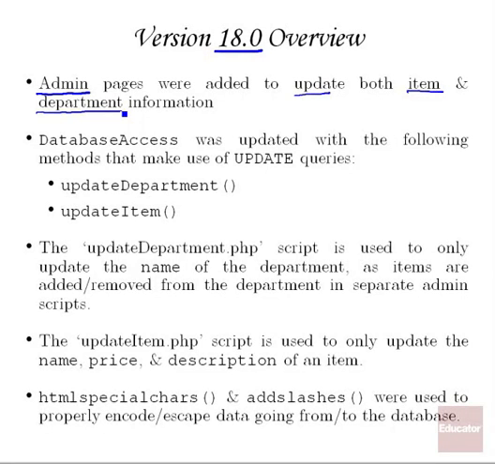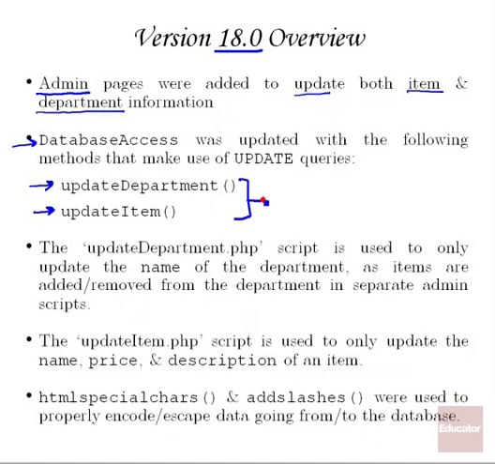So we're going to create a page called updatedepartment.php for departments and updateitem.php for updating items. Each of those pages are going to make use of some new methods in our database access class. In particular, the update department page is going to make use of the update department function. And likewise for updateitem.php, it's going to use the update item function.